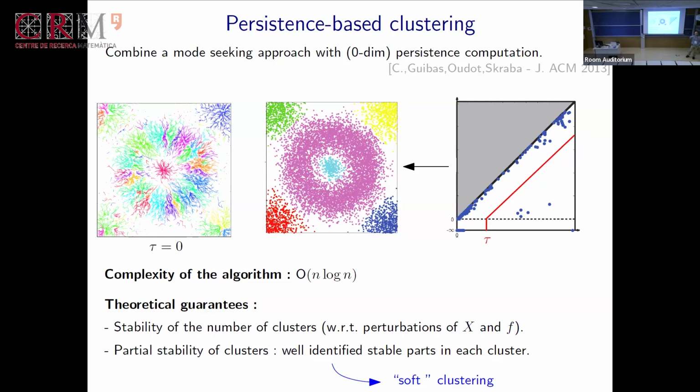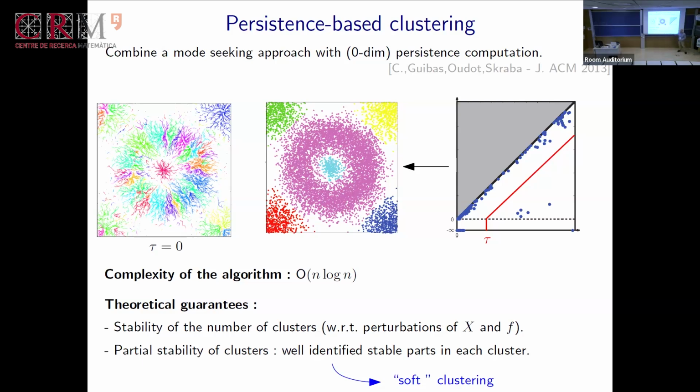When you try to clusterize spaces according to basins of attraction of functions, you cannot expect any stability of the clusters themselves, because you can have some areas that are almost flat, and just by a small perturbation, points can move from one cluster to another one. It can be huge. But at least you have some part of each cluster that you can identify and that will remain stable, in the sense that you can identify for each cluster a set of points that will always be clusterized together, whatever small perturbation you make.